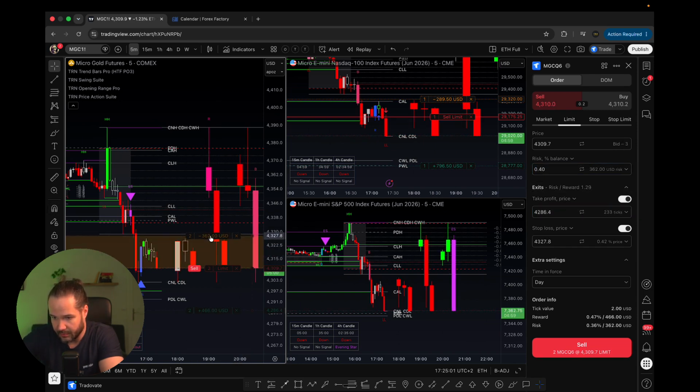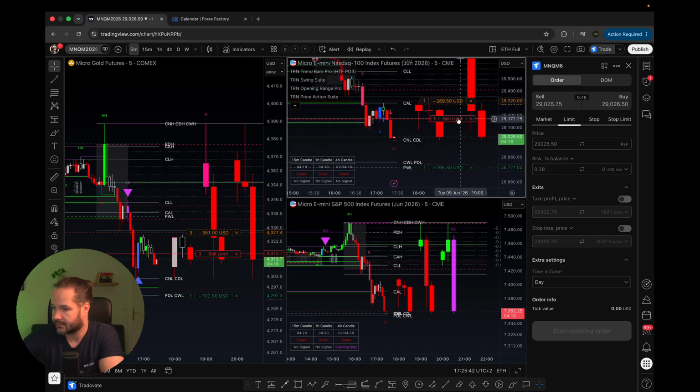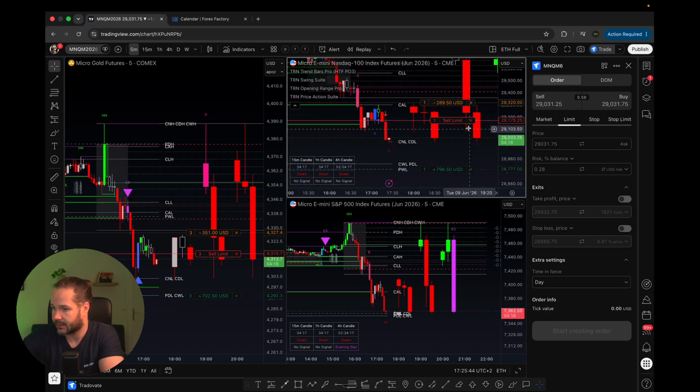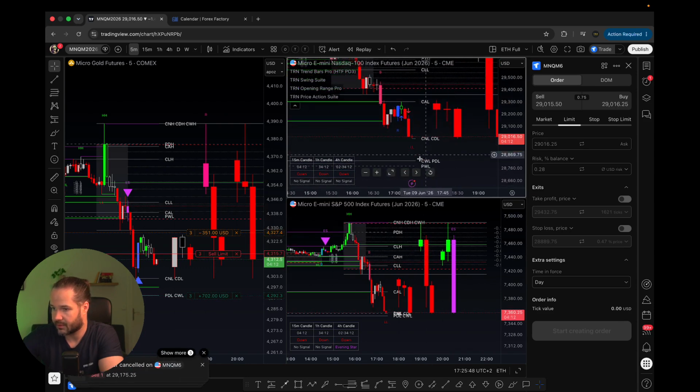Stop loss above this pullback right here, then the limit order a bit higher, and then this would be the target. Oh, a lot higher, I guess. And yeah, I will delete this one here. We're too low already.